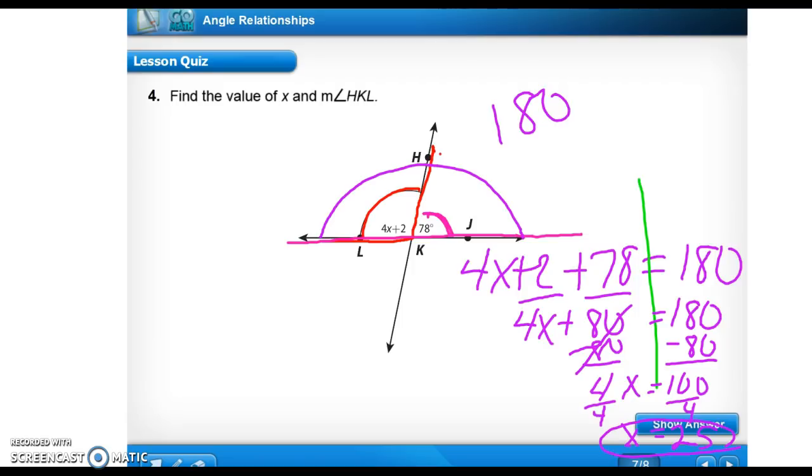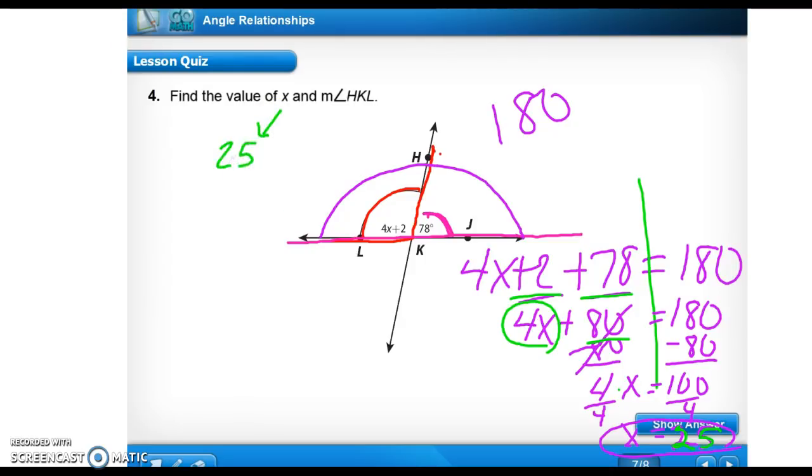All right, here's the algebra work you should have done to solve this problem. You should have combined the like terms, which are the 2 and the 78 to make 80. Since 80 is being added to the 4x, to get 4x by itself, you subtract 80. And then here, since the 4 is being multiplied by x, you divide by 4, and you get x equals 25. So there's your first answer. The value of x is 25.